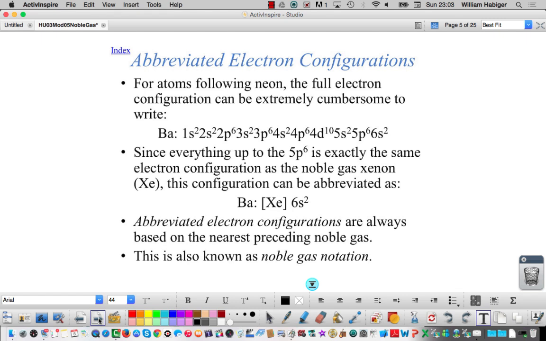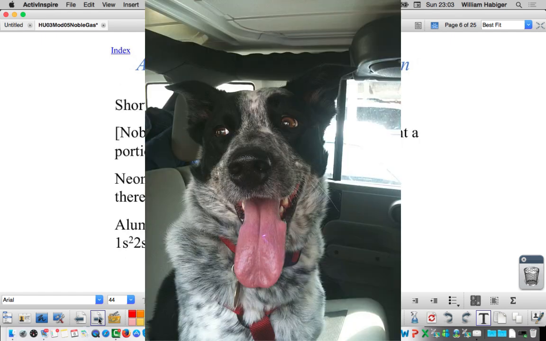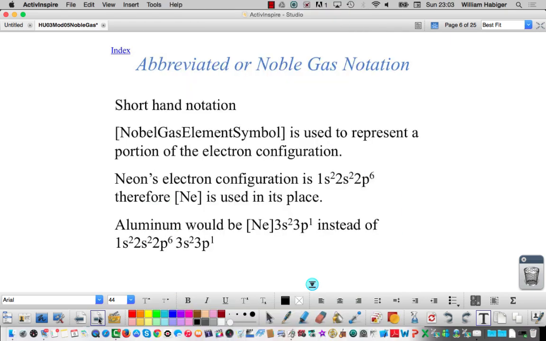In the example of the electron configuration for barium, all but the 6s2 is the same as the electron configuration for xenon. Therefore, we will replace it with the symbol for xenon in brackets. Okay, so for the electron configuration for aluminum, the element symbol for neon would take the place of 1s2, 2s2, 2p6? That's exactly right.